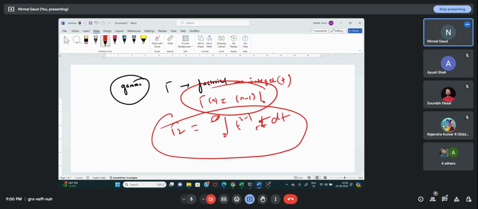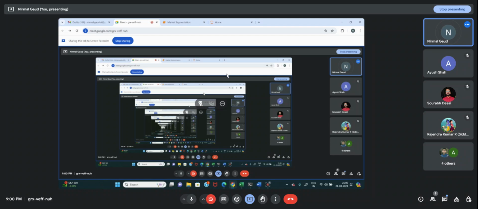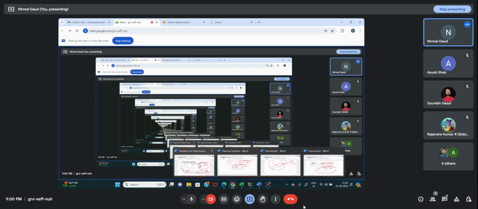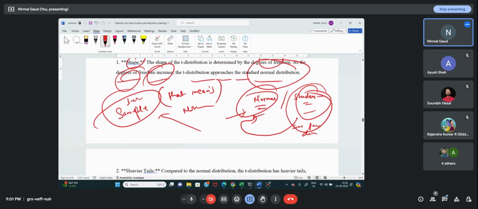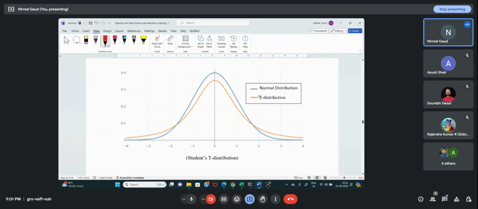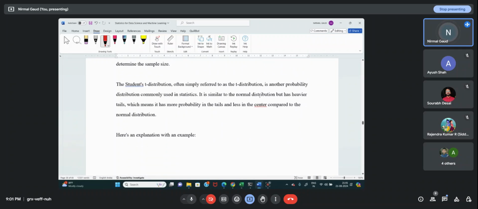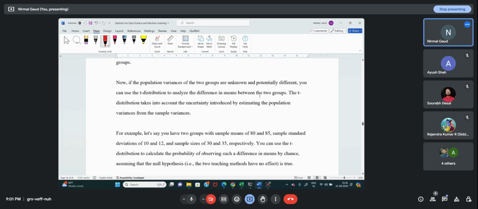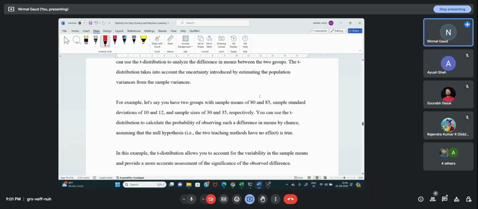Okay, fine. Degree of freedom I already told you. These were the points present in your student t distribution. This image I already explained to you. All these examples were explained.